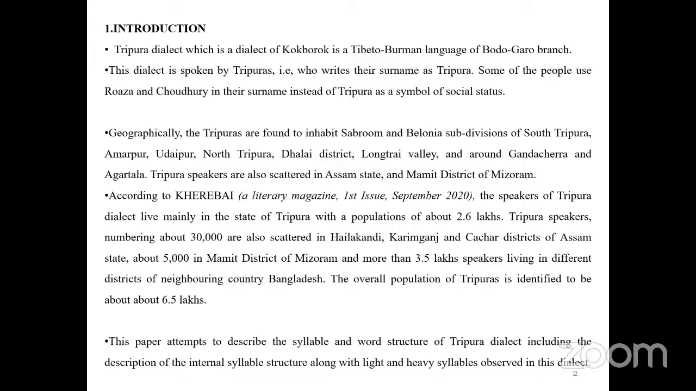According to Kokborok, this is a literary magazine that was first issued in September 2020. According to this magazine, the speakers of the Tripura dialect live mainly in the state of Tripura with a population of about 2.6 lakhs. And Tripura speakers numbering about 30,000 are also scattered in Hailakandi, Karimganj, and Cachar districts of Assam state, and about 5,000 in Mamit district of Mizoram. Also, more than 3.5 lakh speakers are known to live in different districts of the neighboring country, Bangladesh. So the overall population of Tripuras is identified to be about 6.5 lakhs.